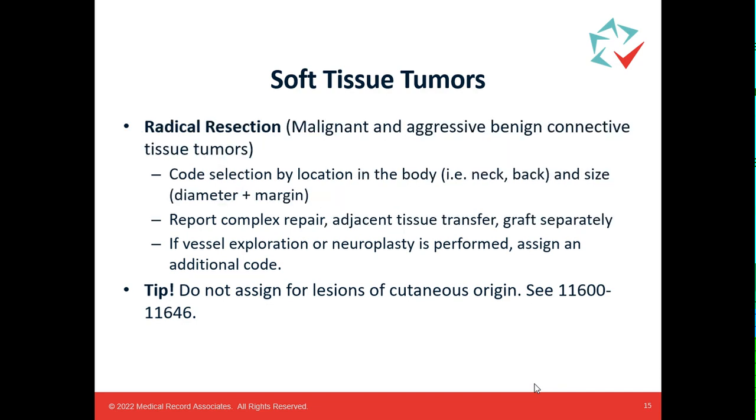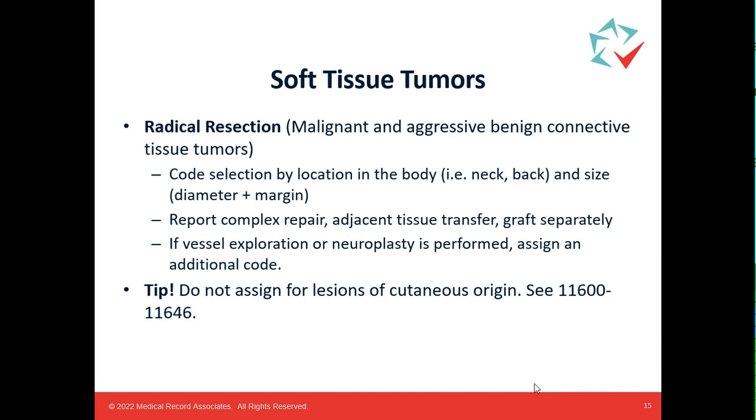For radical resection of soft tissue tumors, we're talking about malignant and or aggressive benign connective tissue tumors. Your code selection will again be by location in the body. You'll notice that there's no depth qualifier with these codes due to these tumors requiring fascial resection. For the size, you're going to look at diameter and margin again. And you should be seeing in your documentation excision of a wide margin around the tumor.